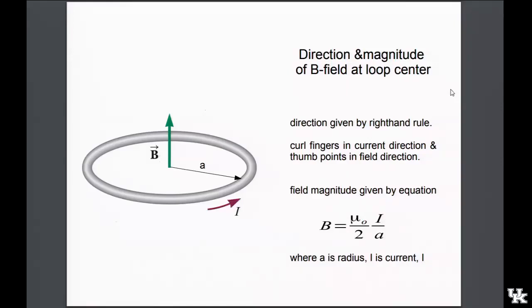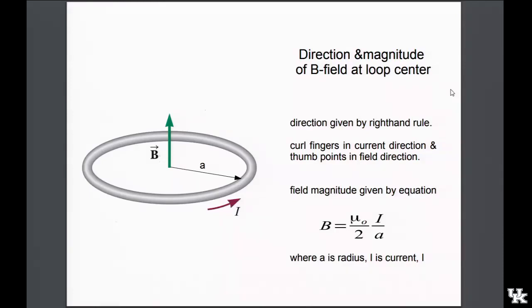here's the equation for the size of the field. Now, again, let me stress, because this is important, this is just the size of the field at this very special point, at the center of the current loop. It's given by this little equation here. In the numerator is the current in the current loop.